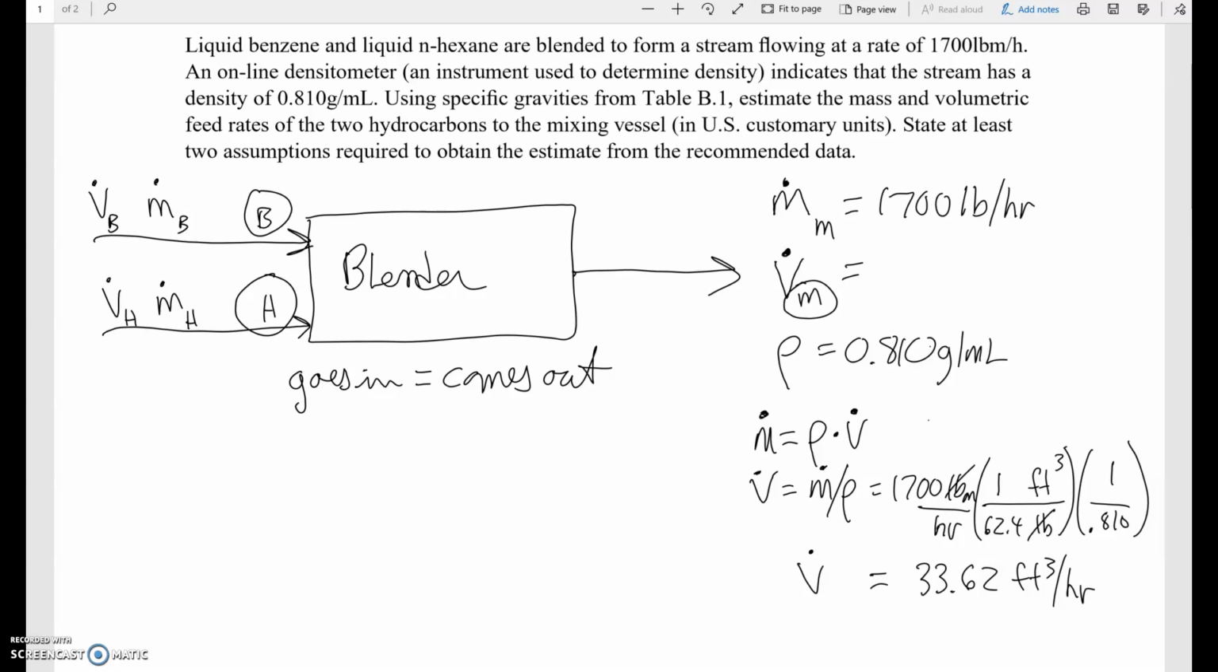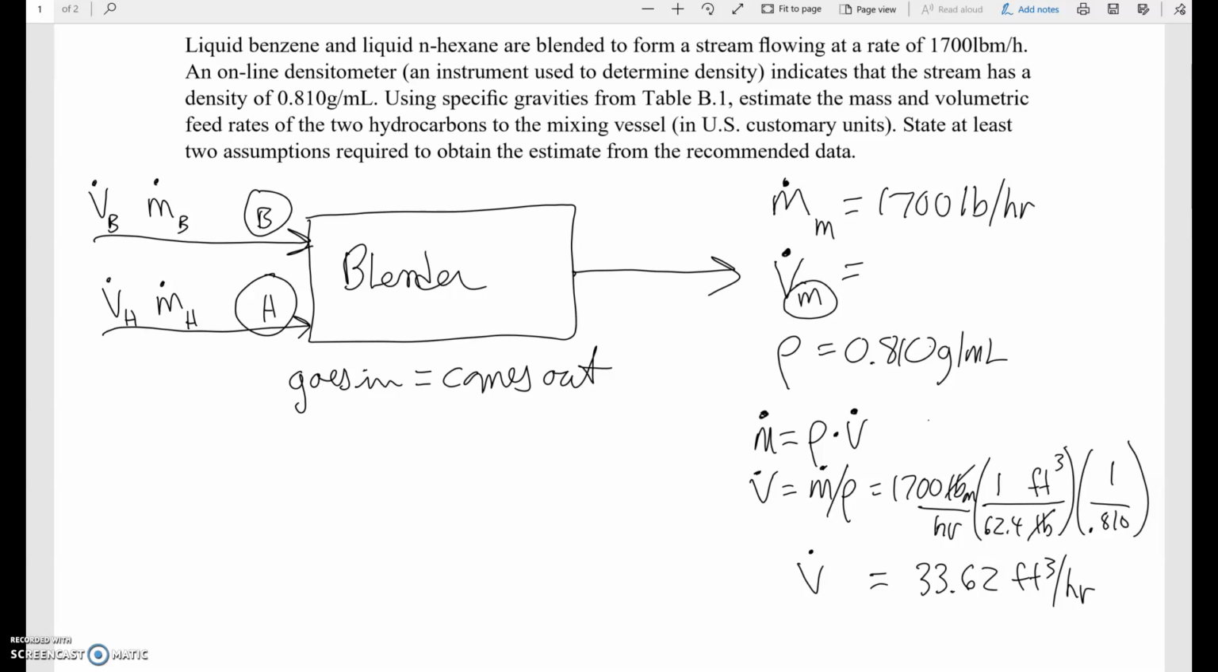What's going into the blender is the benzene and the hexane. So I can write those quantities as V dot benzene, the volumetric flow rate of benzene, and the mass flow rate of benzene. We don't know what those numbers are yet, but we can calculate them. And the volumetric flow rate and the mass flow rate of hexane, which I can symbolize with these dots and these subscripts. Now I know that the mass flow rate of the mixture coming out is 1,700 pounds per hour because the problem statement gives us that.